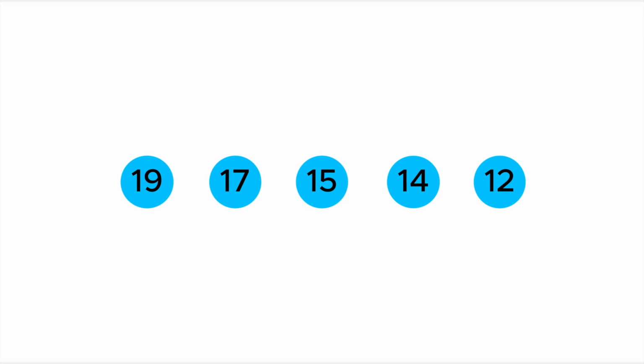To sort a list of numbers using bubble sort, we start by comparing the first two numbers. If the number on the left is greater than the one on the right, we swap them. Then we move on to the next pair, the second and the third numbers, and do the same. We continue this way until we reach the end of the list, completing the first iteration.